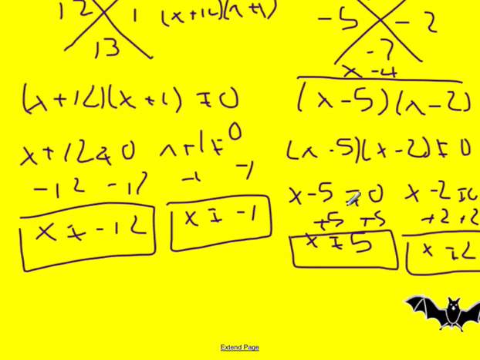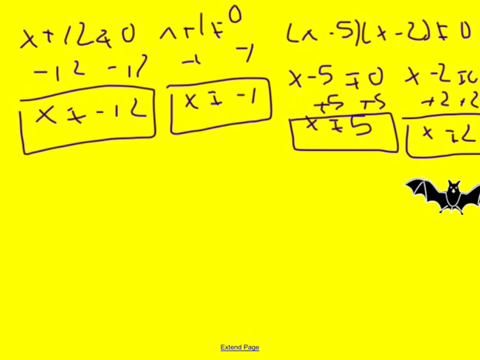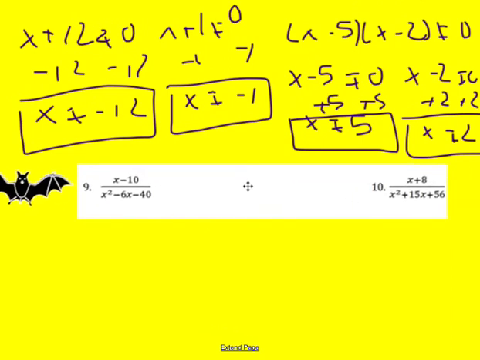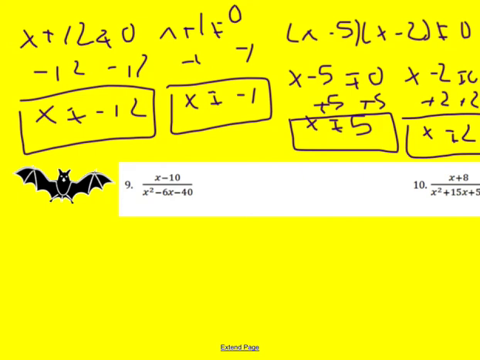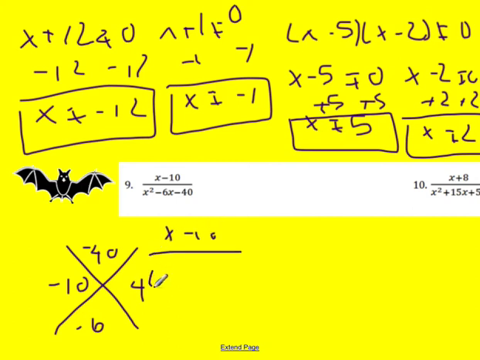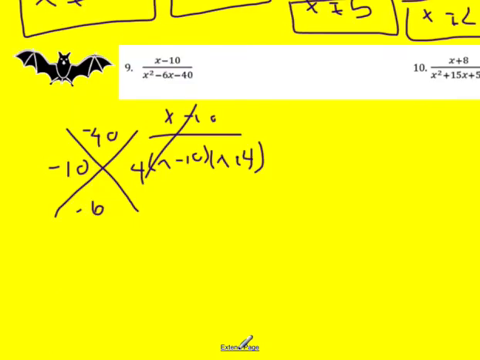Okay, so let's take a look at this last one down here, and I'll drag this guy over. For our last problem, we're going to set up the x. So we're multiplying to a negative 40 and adding to a negative 6. So that's going to be negative 10 and positive 4. So what I'm going to end up having is x minus 10 divided by x minus 10 times x plus 4. So those x minus 10s will cancel out. And when they cancel out, you end up getting 1 divided by x plus 4.